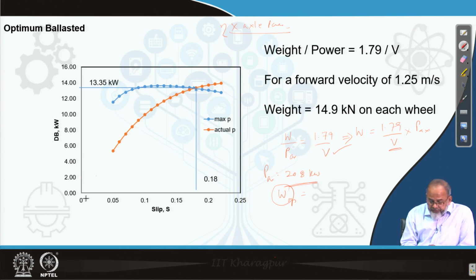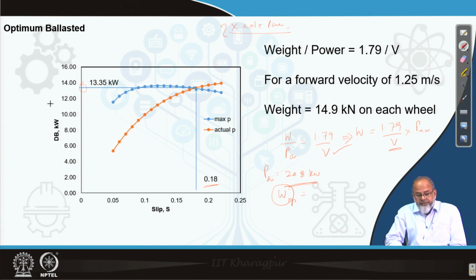This has been plotted for different slip values starting from 0.05, that means 5% slip, up to 23% slip. What we observe is that at one point the actual power transmitted by the tractor crosses the maximum power which a tractor is able to deliver. That point I have indicated occurs at a slip of 18%, and the power you are getting is 13.35 kilowatt.